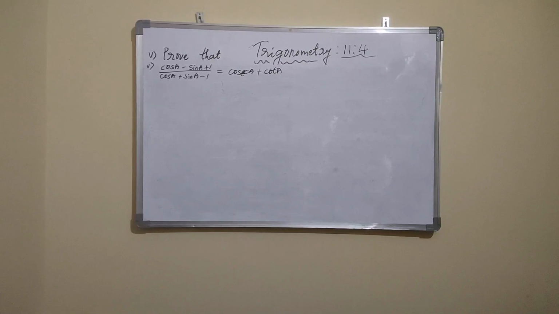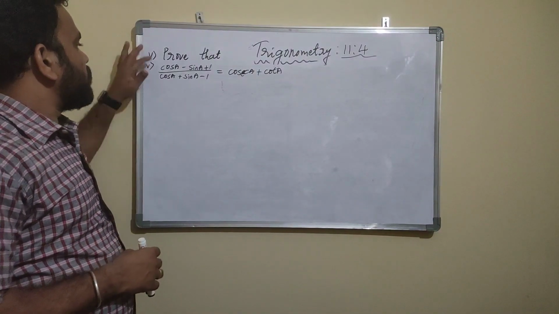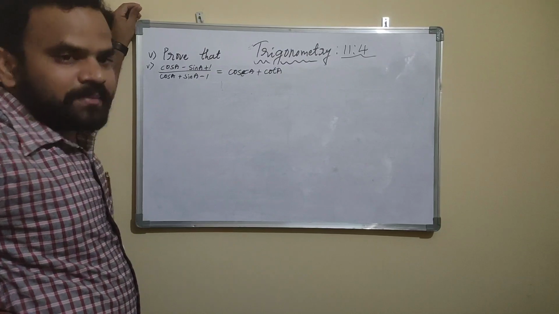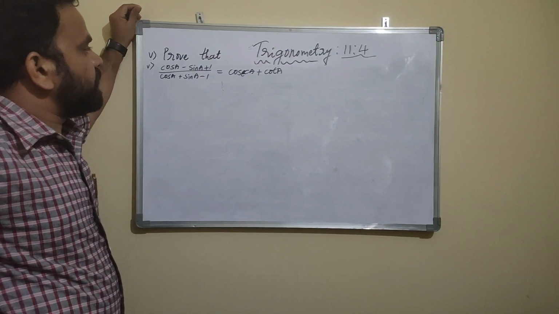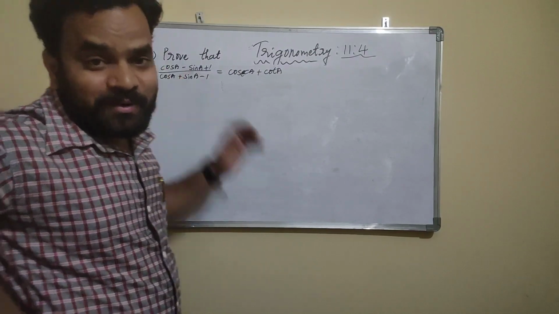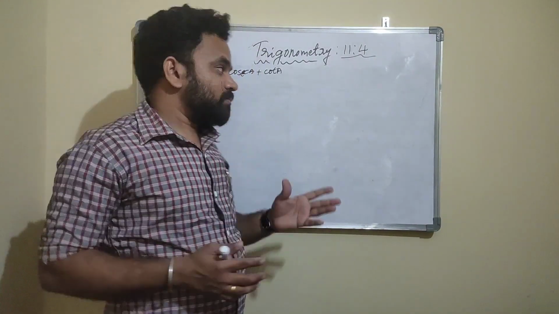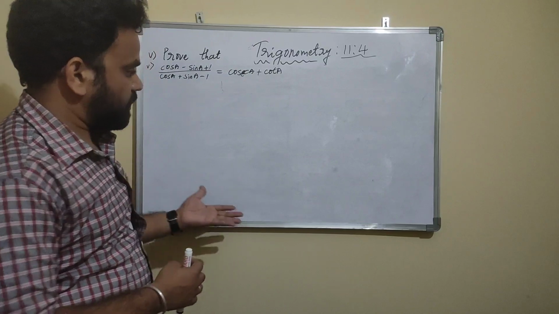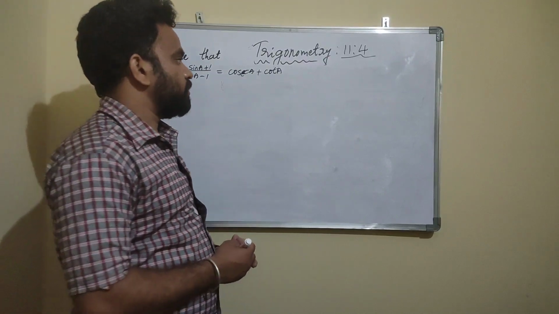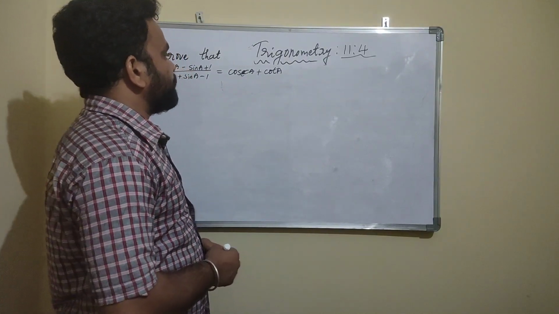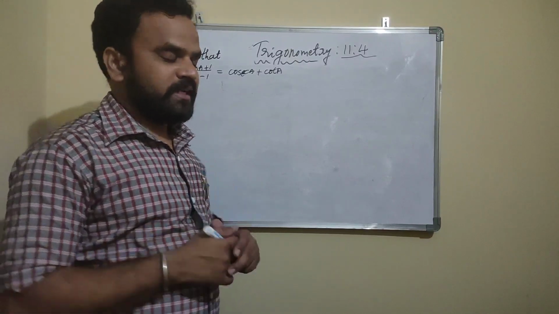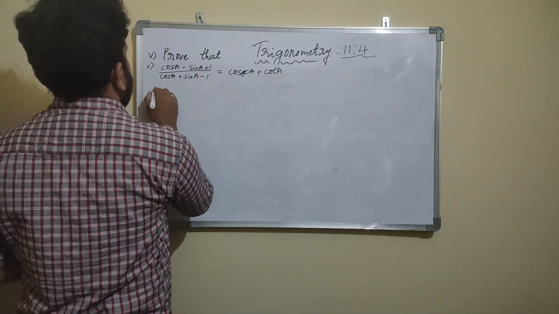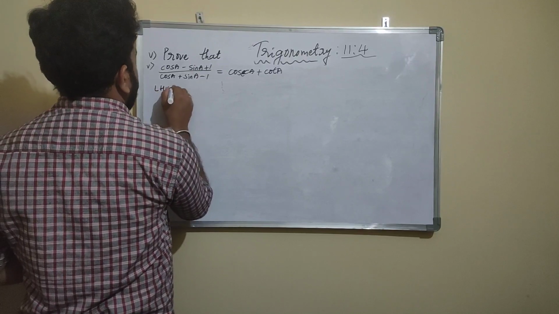Okay. The next one is (cos A minus sin A plus 1) divided by (cos A plus sin A minus 1) is equal to cosec A plus cot A. Now this problem may come in the exam, because this is a lengthy problem. I think I may get disturbed on this board to solve also. Okay, no problem. We will try our best to solve this problem within this particular area available for us. So I will consider LHS.